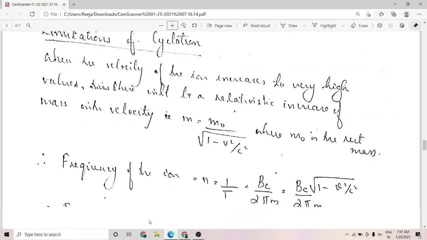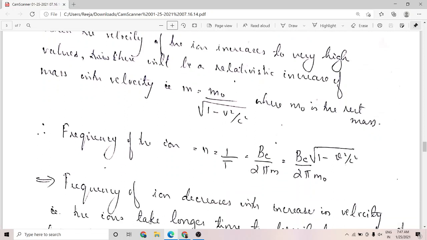So the frequency of the ion becomes n is equal to 1 by T is equal to Be by 2 pi m, which is equal to Be by 2 pi m0 into root of 1 minus v square by c square. I substituted for m in terms of m0 by root of 1 minus v square by c square. We know that as v increases, what will happen? C is a constant. So this value, root of 1 minus v square by c square, will be a smaller value, and this term goes on increasing.